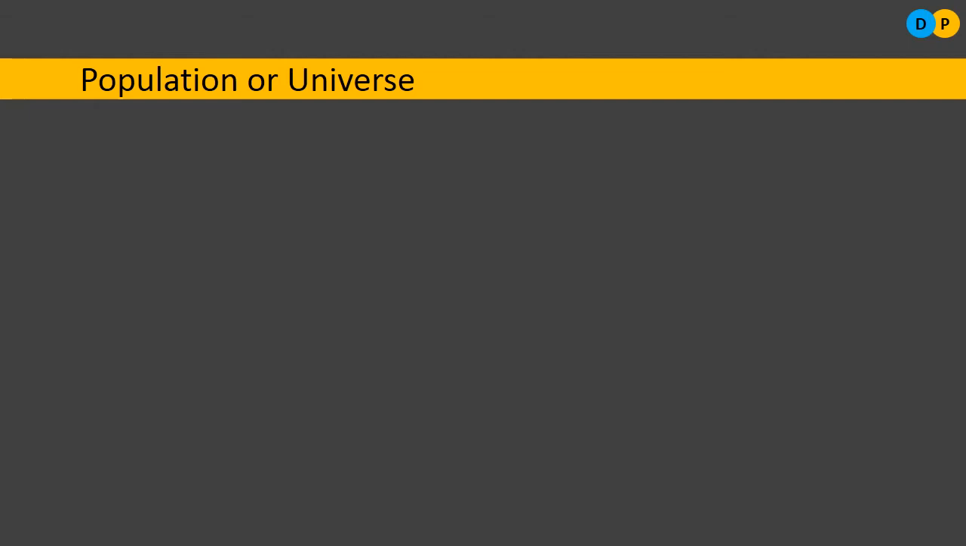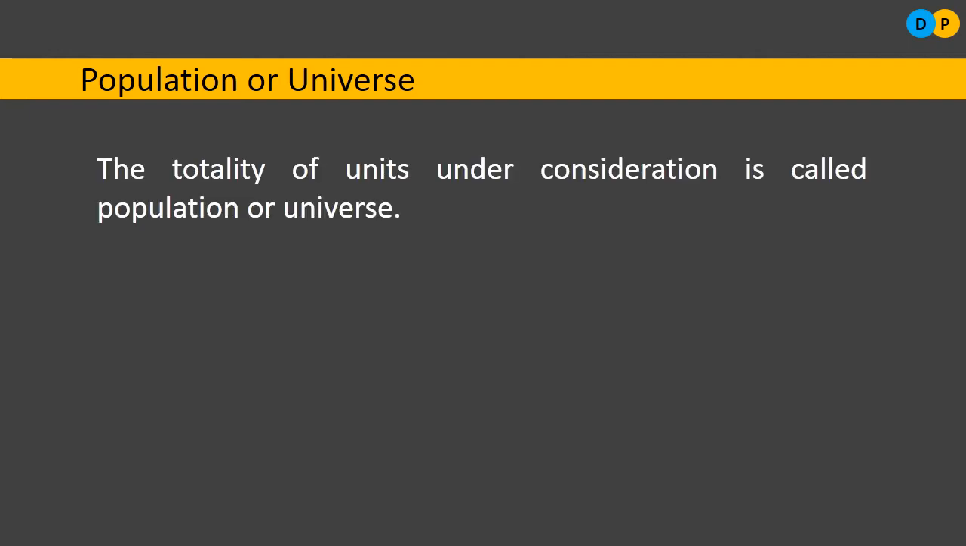So, what is population or universe? The totality of units under consideration is called as population or universe. I'll not be considering only 10 or 15. I'll be considering the entire student population within a particular district. So the entire total of all the units, all the students considered together, will be referred as population or also referred as universe.